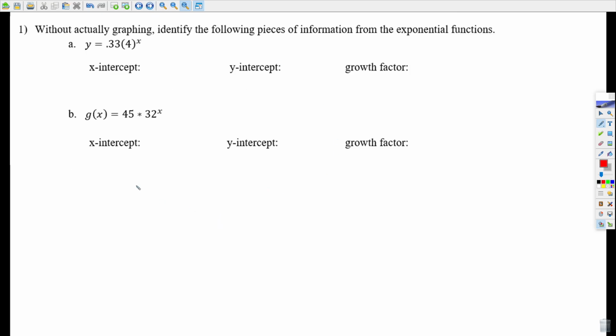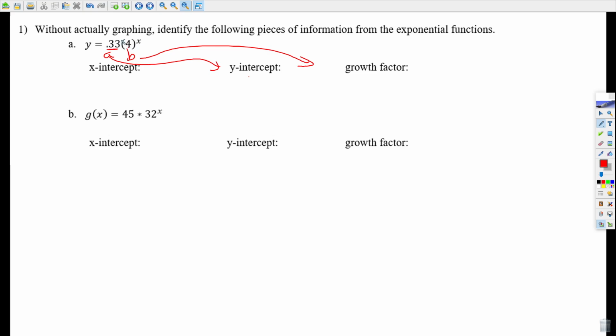So there's a team huddle for you to try. Do an x-intercept, y-intercept, growth factor. Just remember the x-intercept does not change. It is always, always not there. NA, not possible. The y-intercept is always the b value, which is here. Oh, I'm sorry, the a value. The a value is the y-intercept, and then the b value is your growth factor.